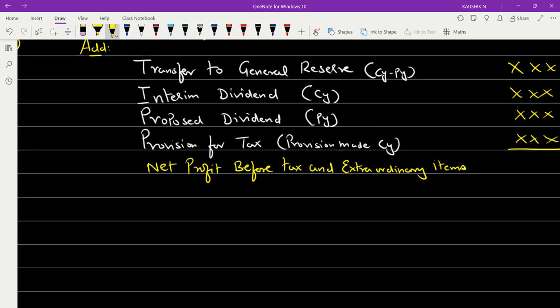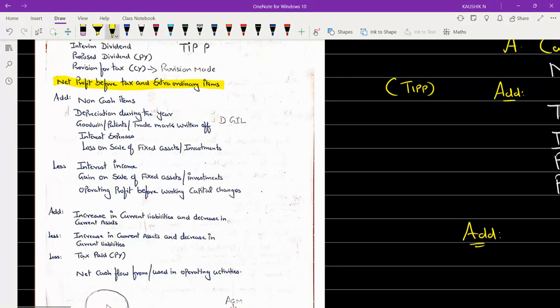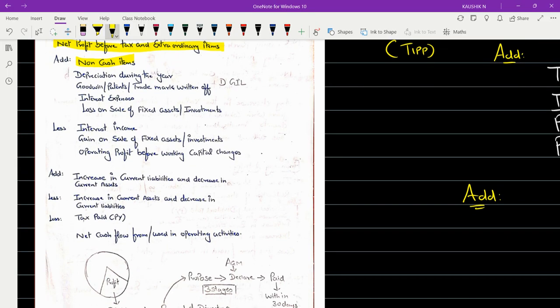Now, again with this net profit before tax and extraordinary items, we need to add another set of items. Okay, again with this value, we need to add a few items. They are called non-cash items. What are they? Depreciation during the year. Then goodwill, trademark, patents which have been written off. And then your interest expenses and loss on sale of your fixed assets or investments.